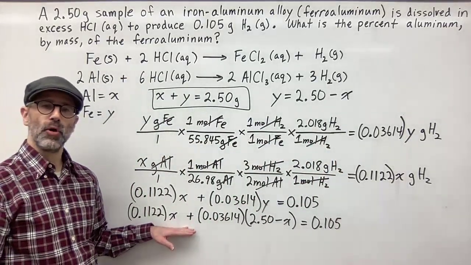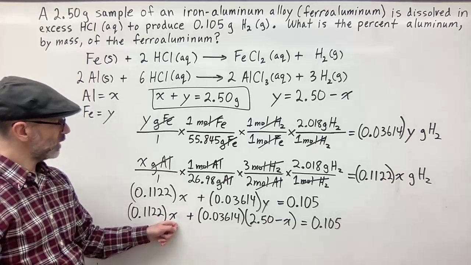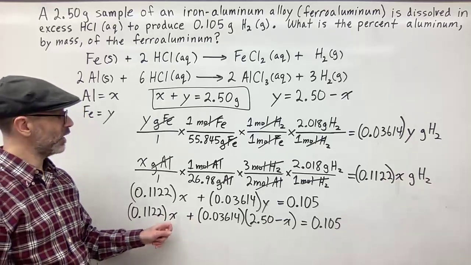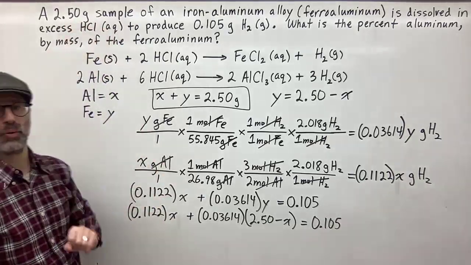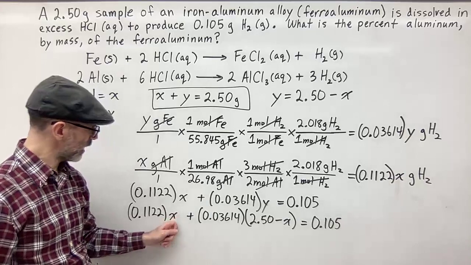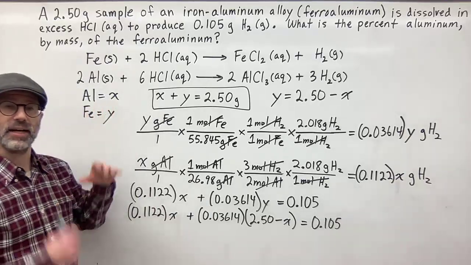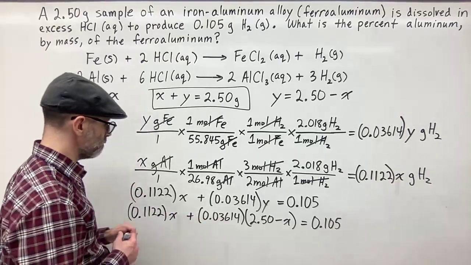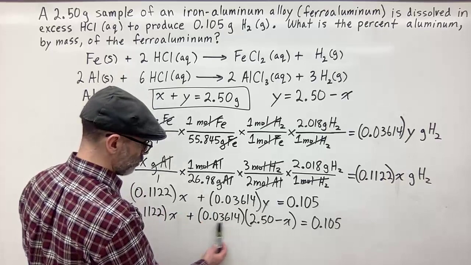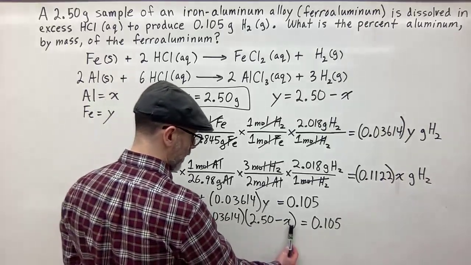So now at this point, it's just algebra. I'm going to solve this for x, and when I find x, I'll have the number of grams in the total of 2.50, the number of grams of x, which is aluminum. Once I find that, I'm home free to find the mass percent. So let's go ahead and do the algebra here. I'm going to multiply this through. So I'm going to multiply this by 2.50 and also x.